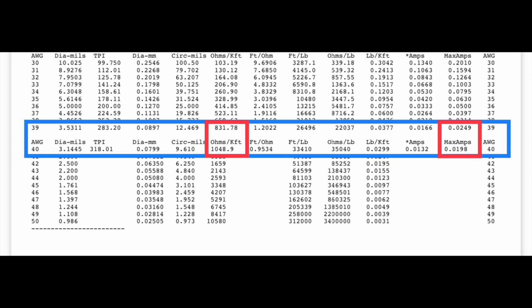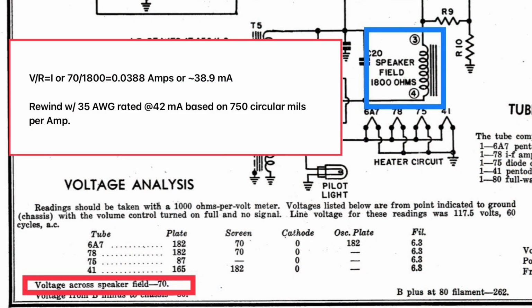Let's look at that math real quick. So we're really fortunate here. This particular schematic gives us all the information we need. You can see the voltage across the speaker field coil at the bottom in red is called out at 70 volts. And then in blue, I have the DC resistance of the field coil at 1800 ohms. We can use Ohm's law, voltage divided by resistance equals amps. And you can see I've done that. And that places us around 39 milliamps.